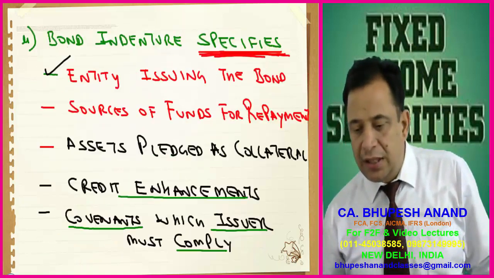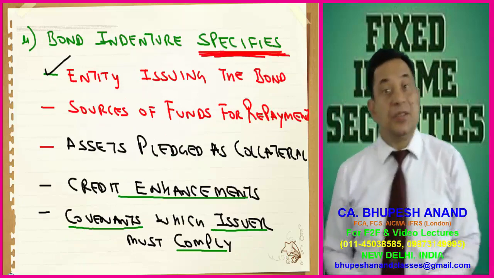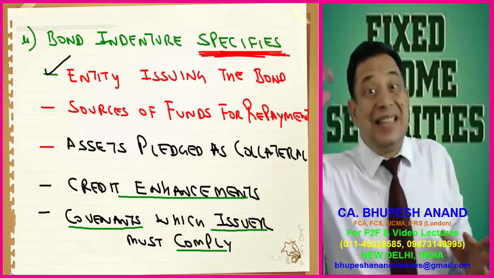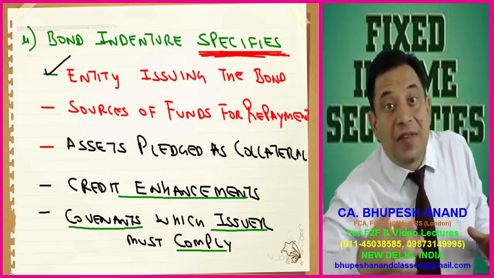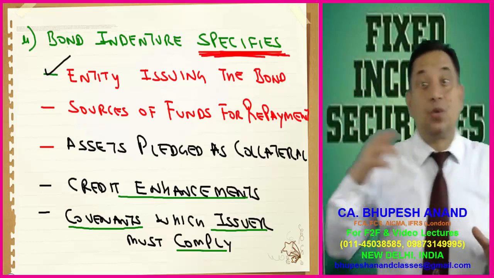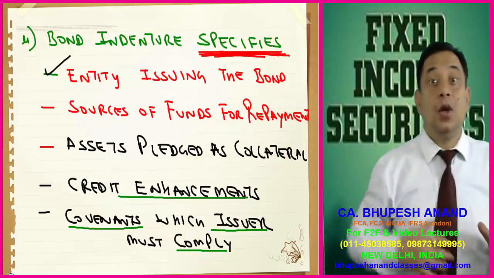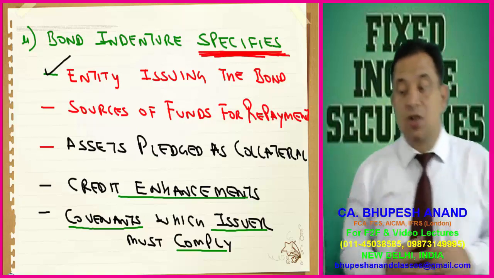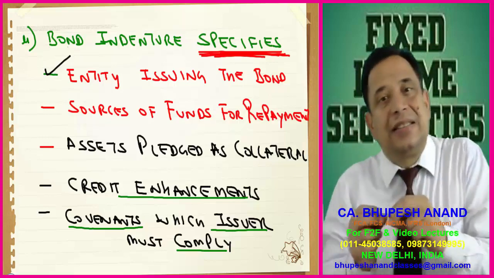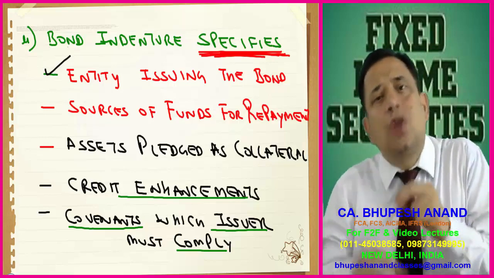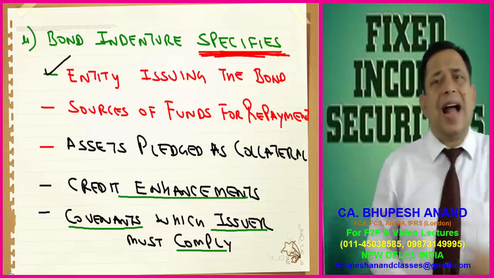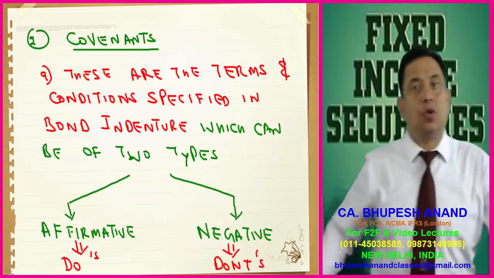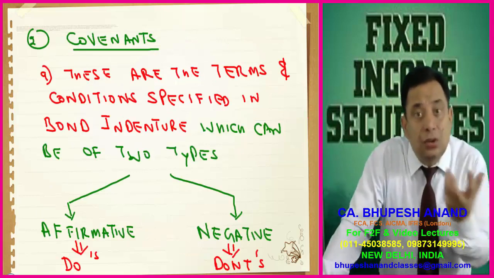let's write down firstly, the bond indenture specifies. Now I have cleared what a bond indenture means. These are the main points specified in a bond indenture: What are the sources from where the repayment is to be done? Who is the issuer? What are the assets which are collateral? What is the credit enhancement? And the covenants. Covenants means clauses which the issuer has to perform. In the next point I have told you, covenants means clauses.